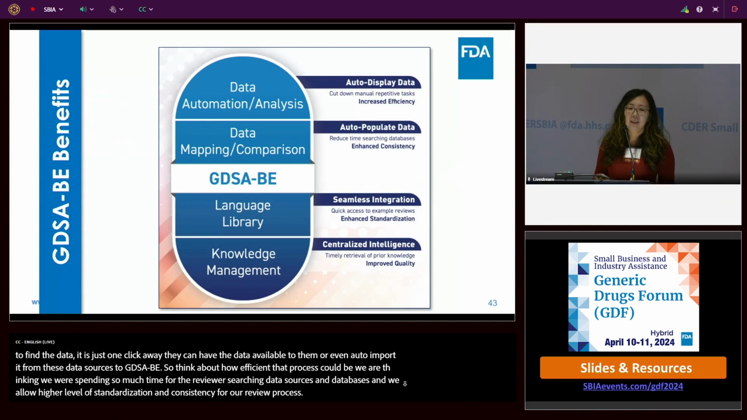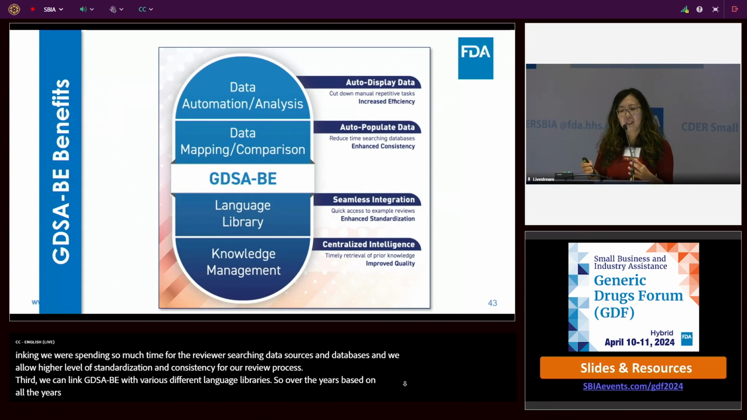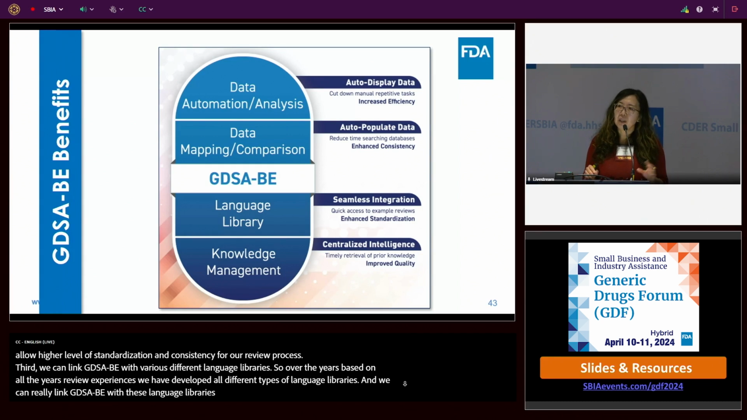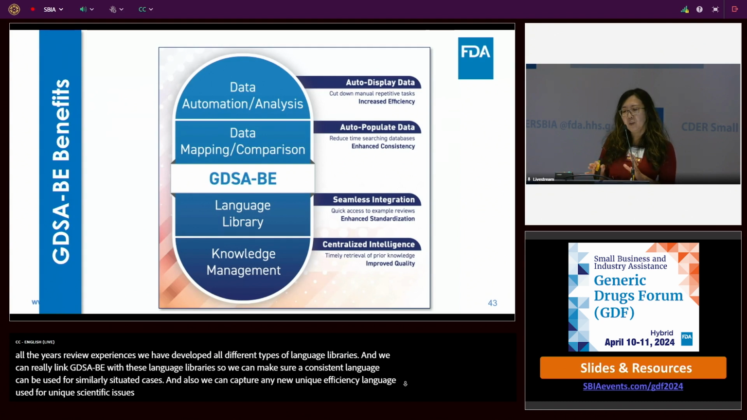Third, we can also link GDSA-BE with various language libraries. Over the years, based on all our years of review experience, we have developed different types of language libraries. We can link GDSA-BE with these libraries, so we can make sure consistent deficiency language is used for similarly situated cases. And we can also capture any new unique deficiency language used for a unique scientific issue, so that this new deficiency language can be used in the future.